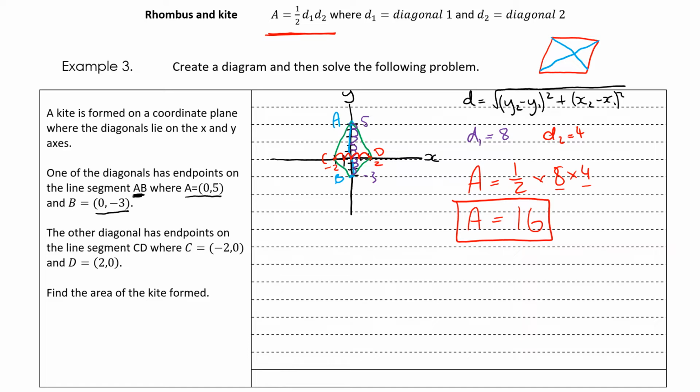Now, if they weren't on the axes and you actually had to calculate the distance, that would be a trickier question. But it is nice that they gave you lines that were on the axes, so you could just count to find the diagonals. And the area equals 16. Hang on, I've forgotten my units. Do we have units? No, because we're on the coordinate axes. No, you don't have units. We can just write units squared, 16 units squared.